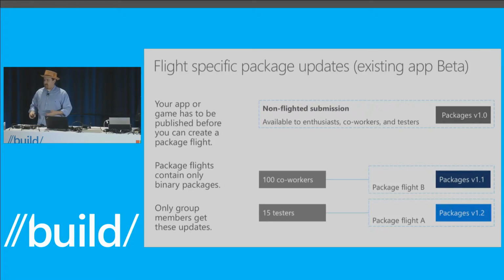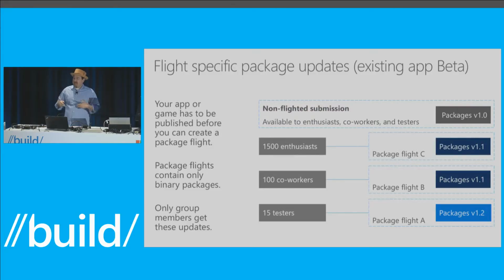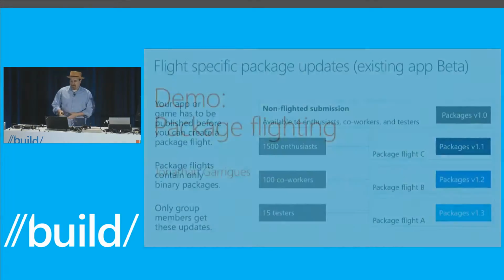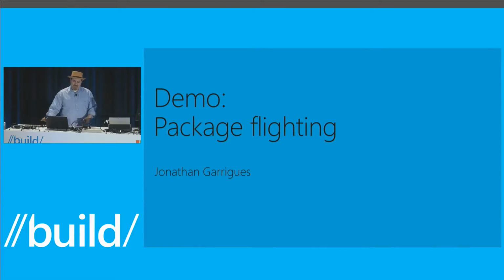But my development continues. So tomorrow, my testers are going to get 1.2. And the store's delivering 1.0 to everyone who has the app, unless they're a coworker, they get 1.1, or they're a tester, they get 1.2. Now, I can then create a third flight with as many of my enthusiasts who'd like to sign up to get early access to my code. So my development continues, and I can create up to 10 package flights so that I can roll out my updates in a way that helps me validate my code in production before it goes to all of my customers. Let me show you how to do that in Dev Center.